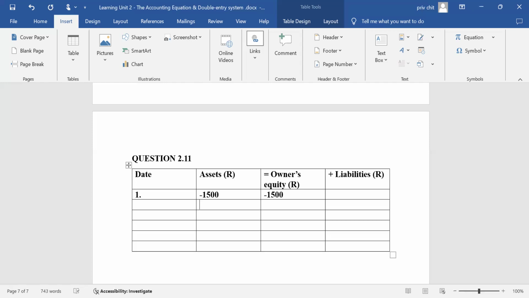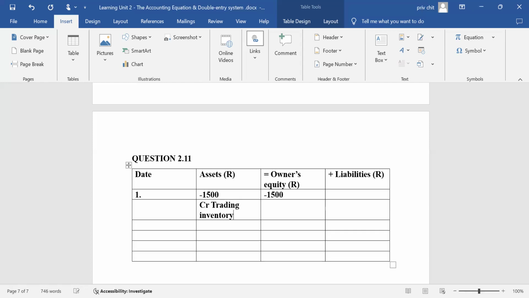Yes. But now let's identify the account debited and the account credited. Notice, if assets are reducing, the asset that is being reduced is the one that has to be credited. So we're going to credit what here? Trading inventory. Are we together? Yes. Why? Because that's the asset that is being taken. That's the asset that's decreasing, right? And then on this side, under owner's equity, we will debit drawings. Why? Because the owner is taking something that belongs to the business for his or her personal use. Are we together there?